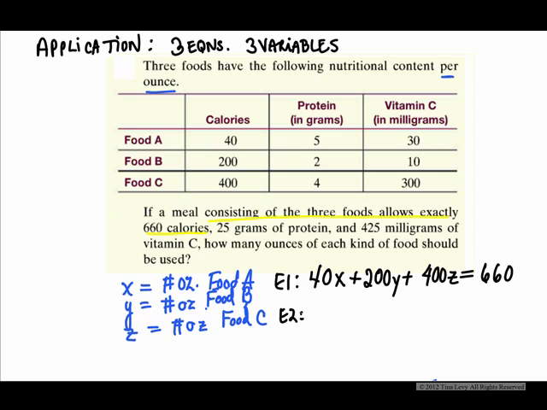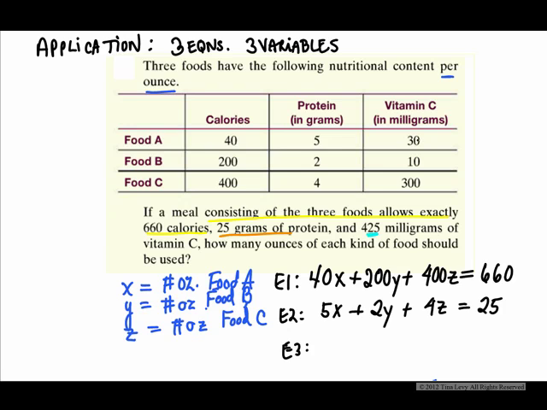So our second equation tells us that the protein per ounce of A, B, and C must total 25 grams. That gives us 5x plus 2y plus 4z must total 25. And now we're ready for the last equation, equation 3. So equation 3 must total 425 milligrams of vitamin C.